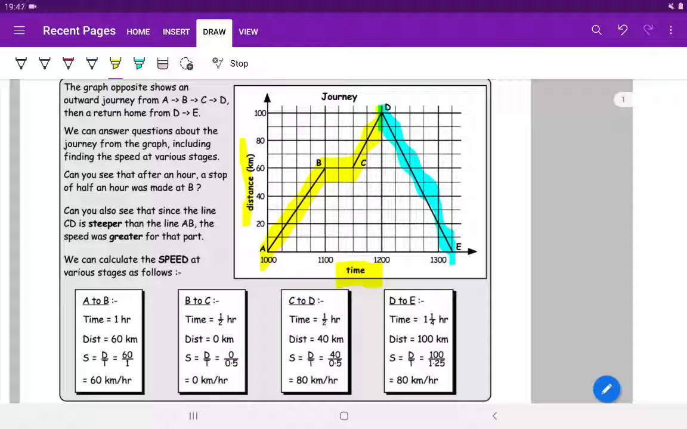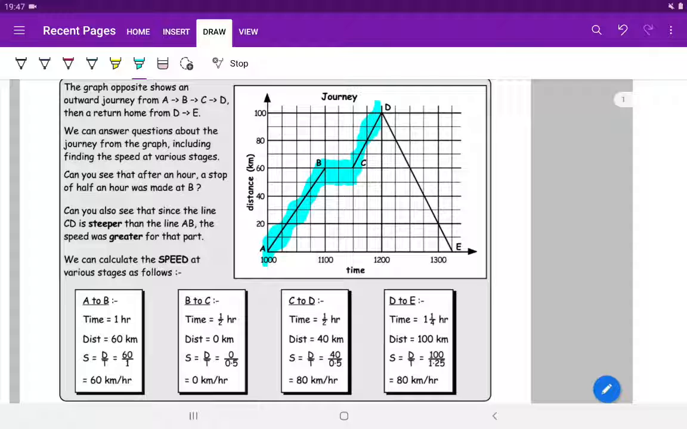Okay, so if we look at this bit of the graph, we're going along from 10 till 11 o'clock. We've travelled for an hour, we've travelled 60 kilometres, but then we don't travel any distance for half an hour. So when the graph is flat horizontally like that, it means that we've stopped. So we're stationary, we've not travelled anywhere. And then at 11:30, we start travelling again until we get to the point D that's 100 kilometres away.